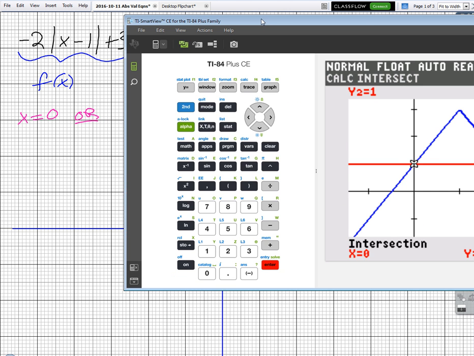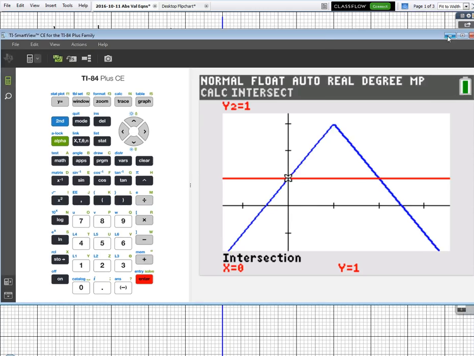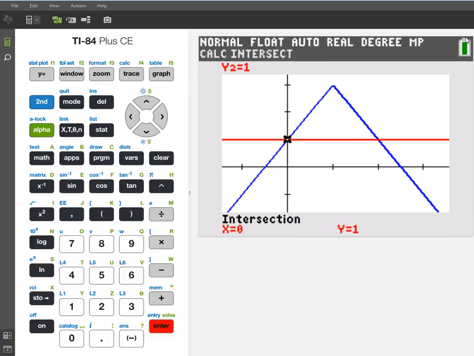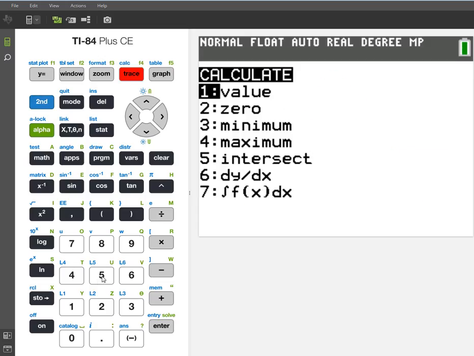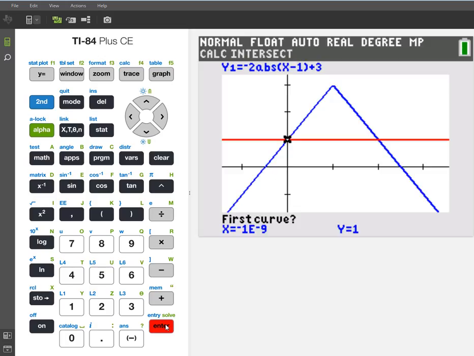You got to go find the other one. So I'm going to go back and do the same thing. Right? So you try that on your own. See if you can go find the other one. I'll go through it up here, and you can kind of watch me if you need to see if you can find it on your own. Second, calc, 5, enter, enter.